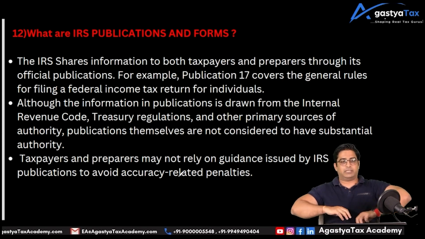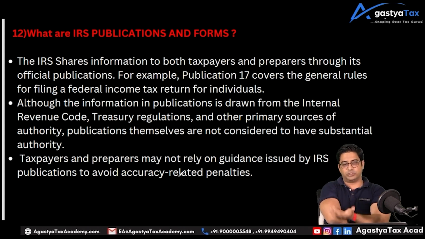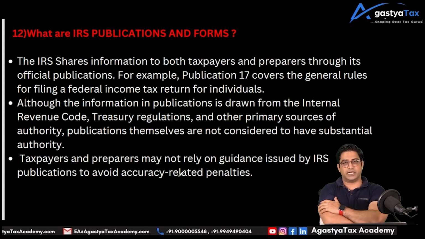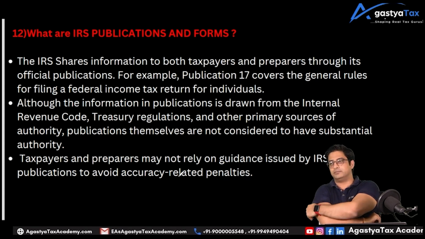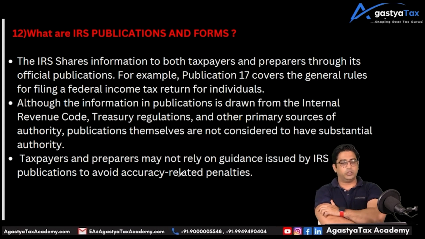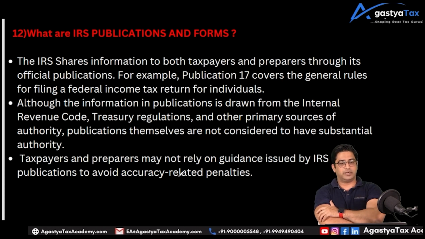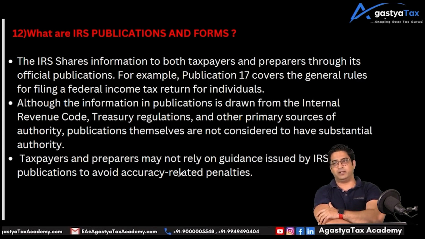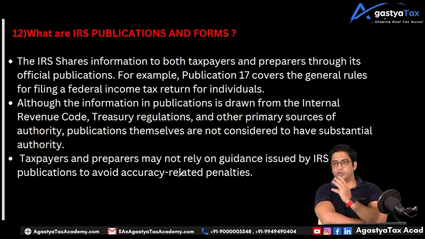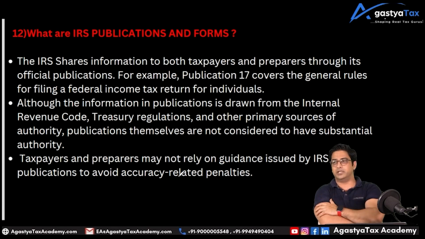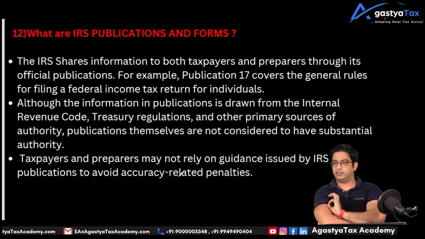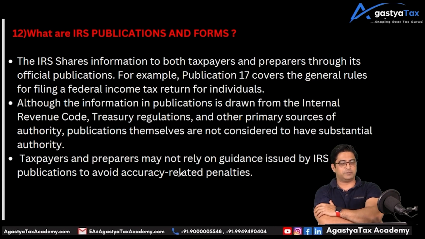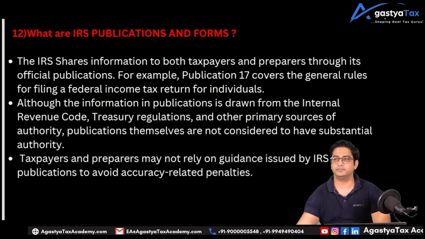As per what are IRS publications, the IRS shares information with both taxpayers and preparers through its official publications. For example, Publication 17 covers the general rules for filing a federal income tax return for individuals. Although the information in publications is drawn from the IRC, Treasury regulations, and other primary sources of authority, publications themselves are not considered to have substantial authority, like I explained earlier. Because they might or might not be updated, and you cannot go back to the IRS and say, update. That's their choice. We can refer to them, but they cannot be held as substantial authority. Taxpayers and preparers may not rely on guidance issued in IRS publications to avoid an accuracy-related penalty.